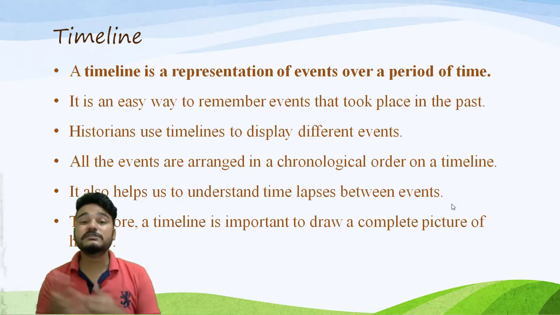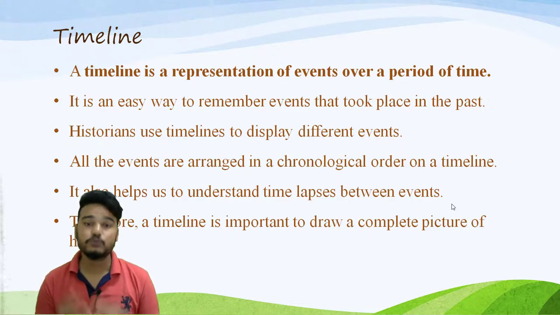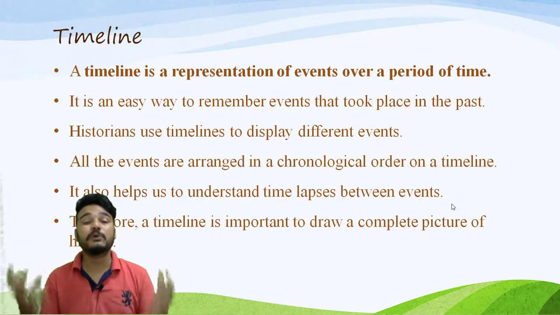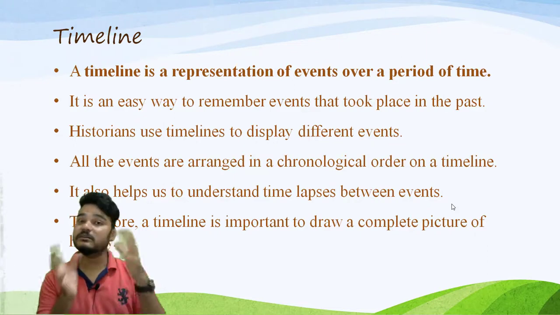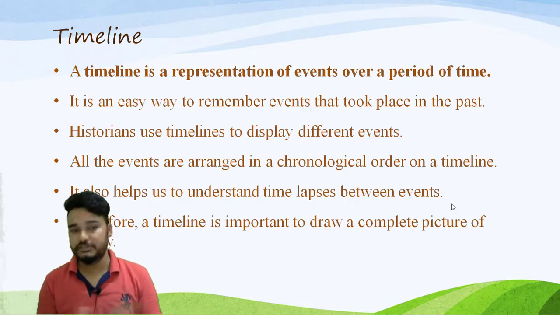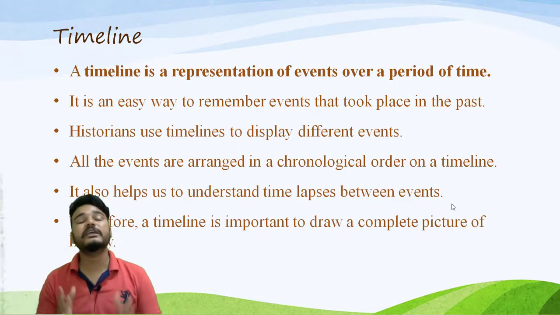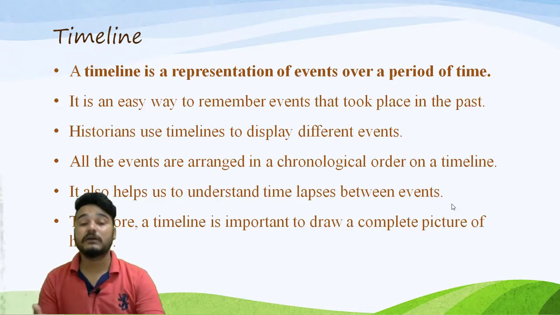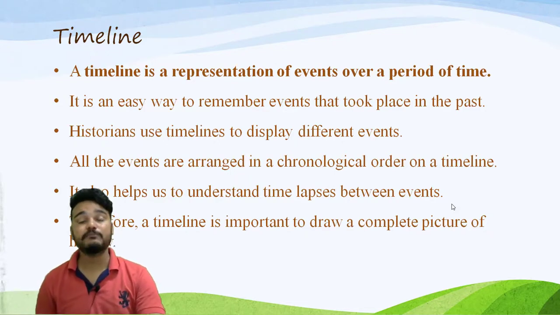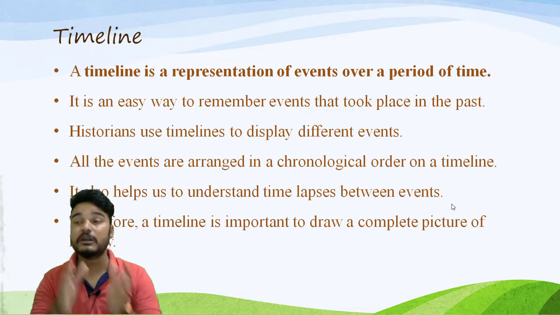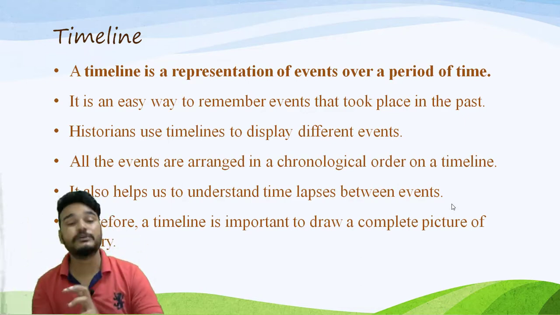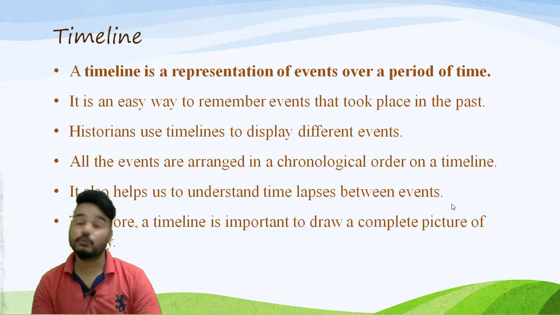So who uses this? Historians use this timeline to display different events. Who is a historian? A historian is a person who studies history or who studies past events. All events are arranged in chronological order. Chronological order means the way they happened. This helps us to know when that event happened, or when that period was there, and after how many years the next period or next event happened.